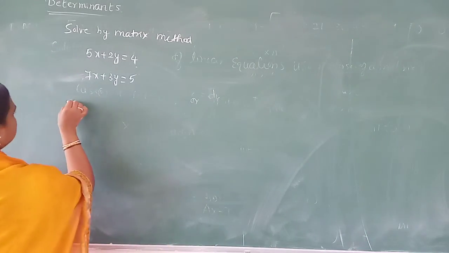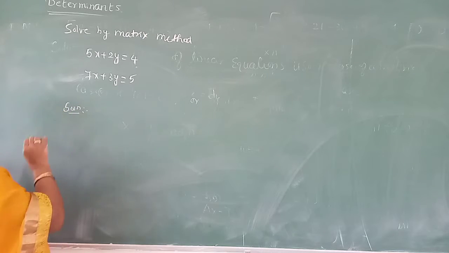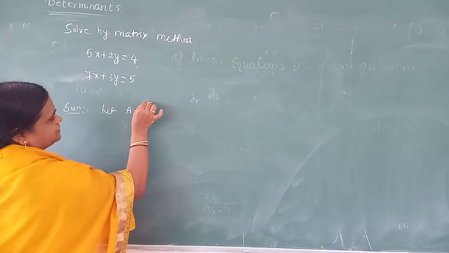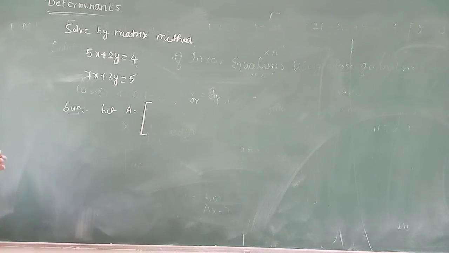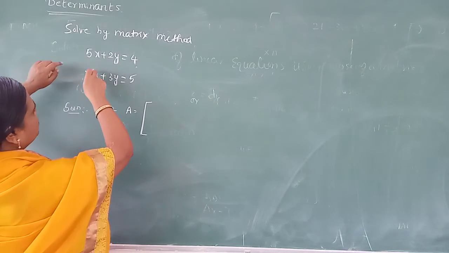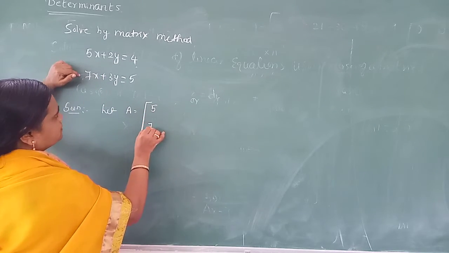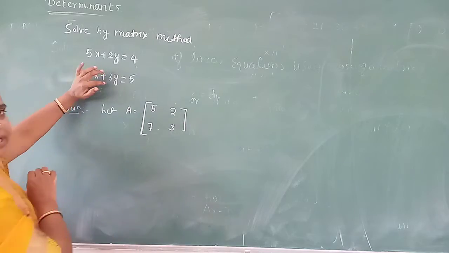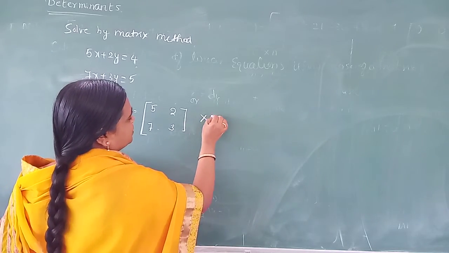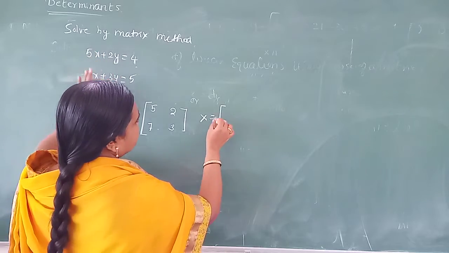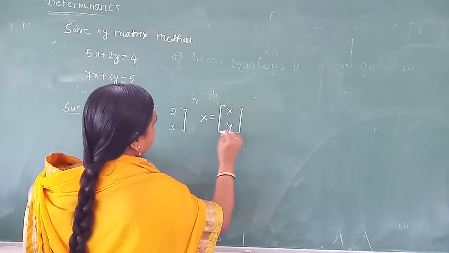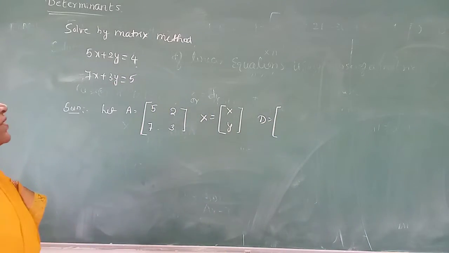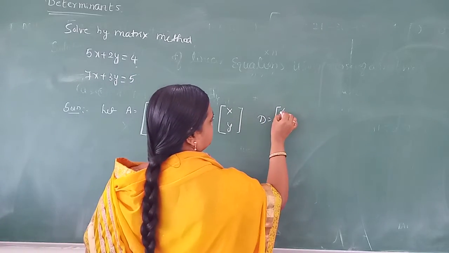For that, as you know, according to the theory part that I explained in the previous class, let's consider matrix A, that is, coefficients of x in column: 5, 7; coefficients of y in column: 2, 3. Next, capital X. How many variables are there? 2 variables. We can write x, y. And what is our D here? Earlier we know that D is d1, d2. Now here 4, 5, therefore we can write 4, 5.